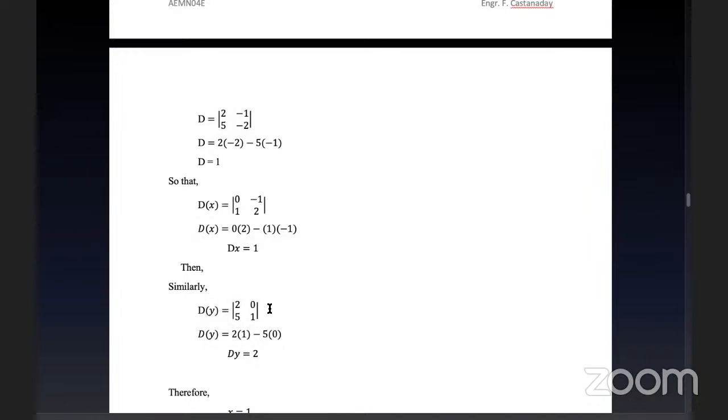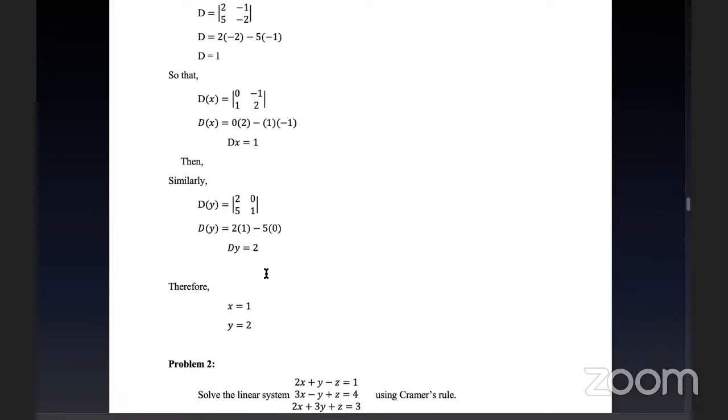Okay, so after we solve for the determinant x and determinant y, we can solve for x here by dividing this determinant x by D. And then to solve for y, by dividing this by the determinant. So kaya nagkaroon tayo ng result na ito. So x is equal to 1 and y is equal to 2.